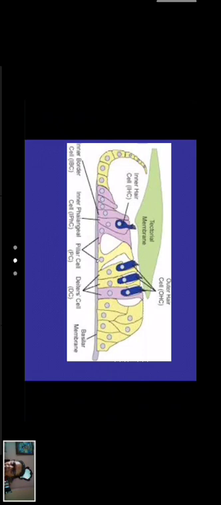Okay, so in between there are pillar cells and some other cells also, but basically these are the inner hair cells and these are the outer hair cells. Okay, the mechanism I will discuss in the next class.